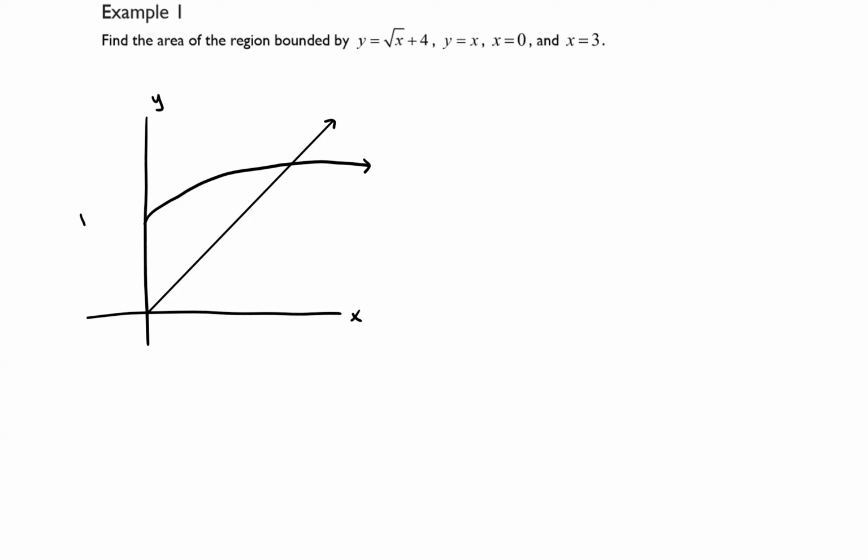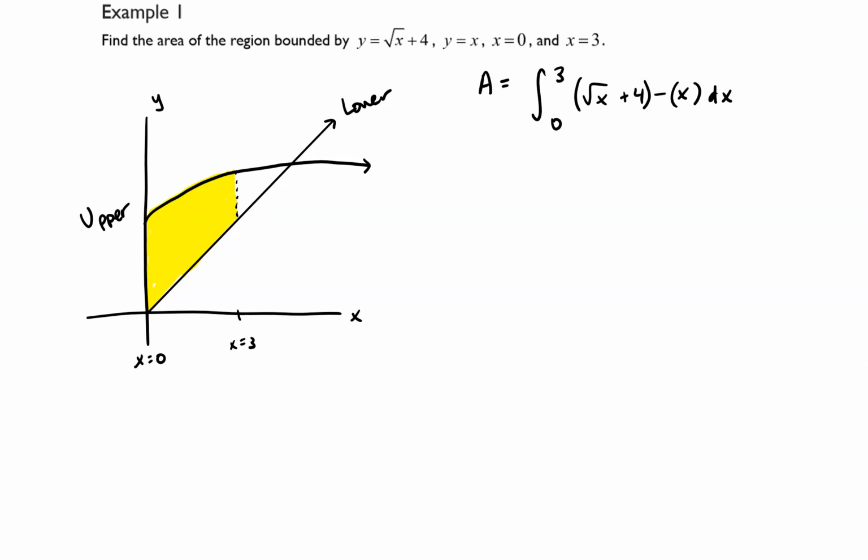So notice here, this is my upper function, and this is my lower function. That's important. And then x equals 0 is right here, and x equals 3 is somewhere like about there. So I'm going to highlight the region that I'm trying to calculate the area of, and that's going to be right there. So the area of the shaded region is going to be given by the integral from 0 to 3 of the upper function, which is the square root of x plus 4, minus the lower function. And you'll often want to put parentheses so that you end up doing the algebra correctly.